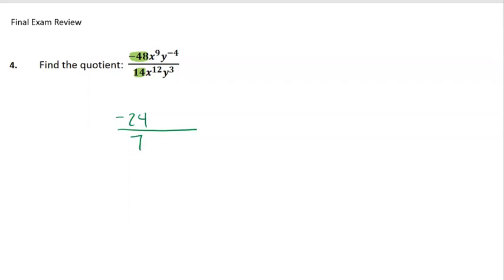Now, next what I want you to do is focus on the x values. X to the 9th and x to the 12th. You're dividing, so you subtract. But if I subtract the top minus the bottom, 9 minus 12 gives me a negative exponent. But I'm supposed to write all these answers with a positive exponent, so subtract the other way. 12 minus 9, you leave the answer where the bigger number is. X to the third goes in the denominator.